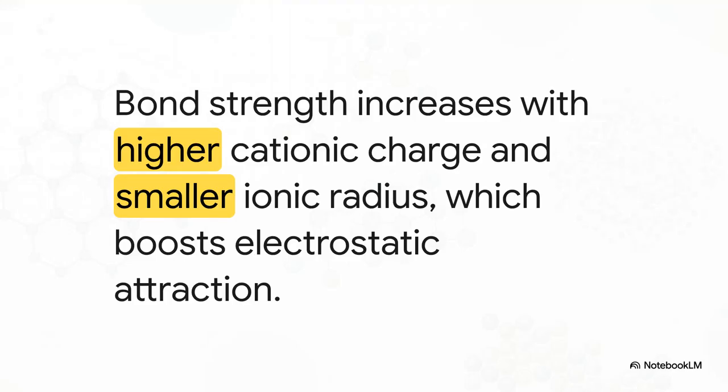So what makes a metallic bond stronger or weaker? Surprise, surprise, it's basically Coulomb's law again. The bigger the charge on the metal ion, say a +2 magnesium versus a +1 potassium, and the smaller that ion is, the stronger the electrostatic pull on that electron sea. And that means a stronger bond and a higher melting point.